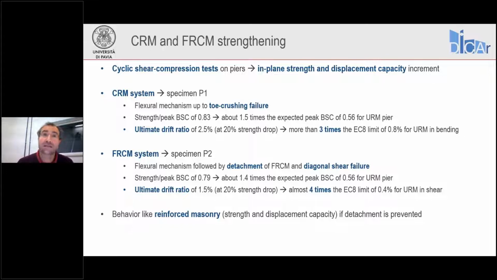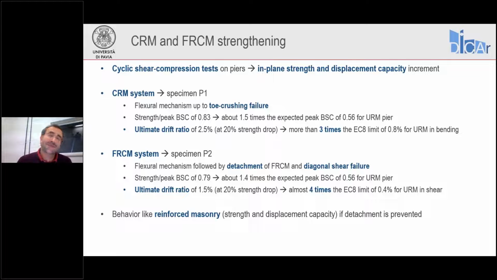In any case, the strength increment compared to the predicted strength of the unreinforced masonry pier was 1.4 times, so almost the same as we obtained with the CRM. You can see this. And in this case, the ultimate drift ratio, again at a 20% strength drop, was 1.5%. So it's actually 4 times the limit that we would find in EC8 for an unreinforced masonry pier failing in shear. For this case, the Eurocode gives a limit of 0.4%.